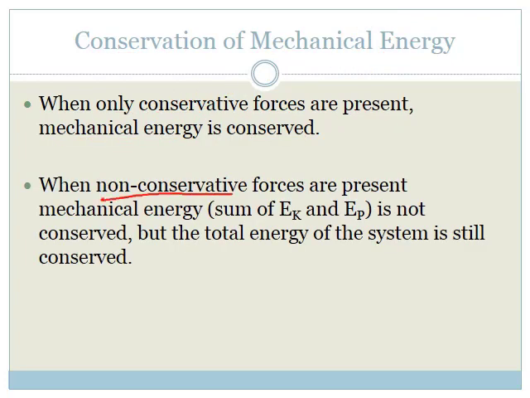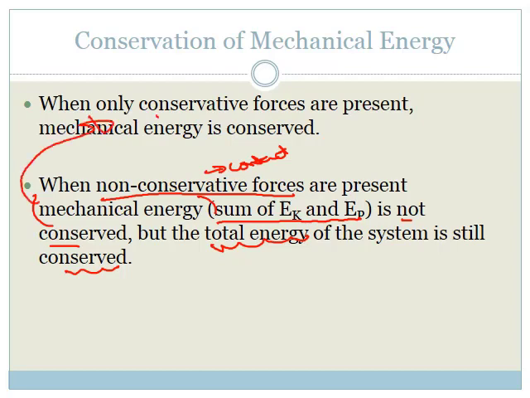When non-conservative forces are present, so that would be your contact forces, like your applied force or your friction, mechanical energy, which is the sum of the kinetic energy and potential energy, is not conserved, okay? But remember, the total energy of the system is still conserved. So the total energy of a system is always conserved, right? But the mechanical energy is only conserved when there are only conservative forces present, okay?